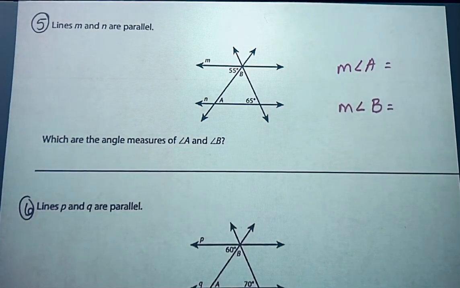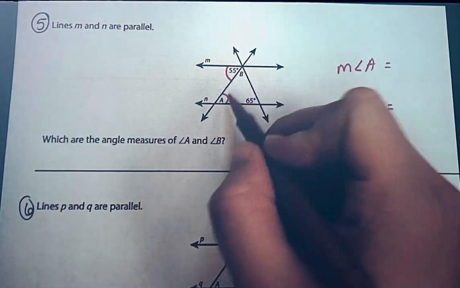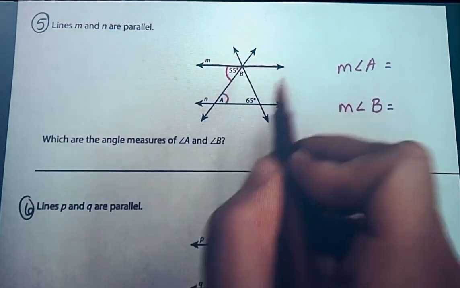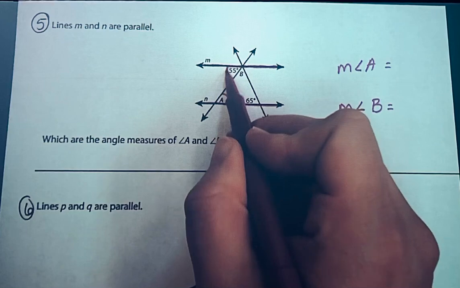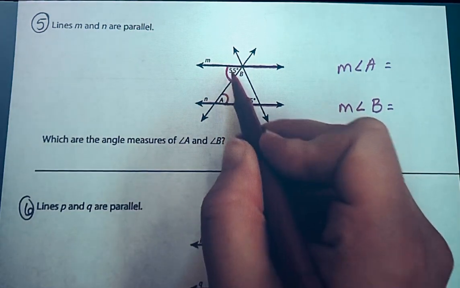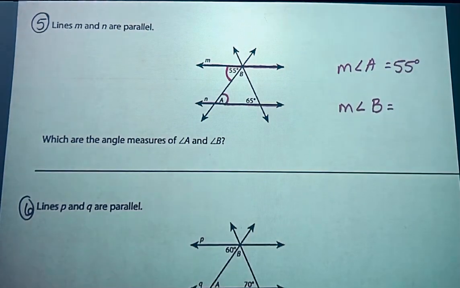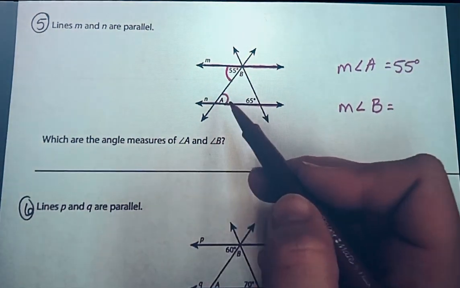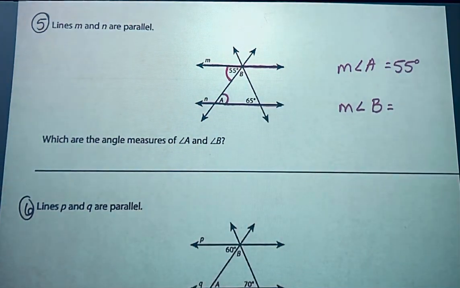A is pretty simple. If you look at the diagram, A is going to be congruent to this 55 degrees here. The reason why it's congruent is because that is connected to the vocabulary we learned. They're alternate interior angles. So angle A is 55 degrees, and how do we know that? Because of alternate interior angles. Angle B takes a little bit more work.